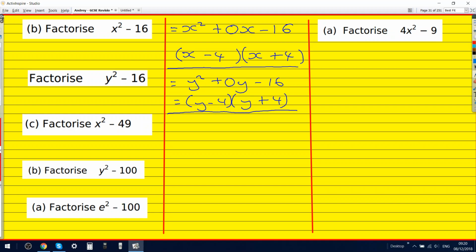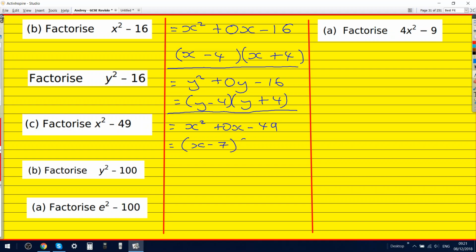Next one underneath it. There's a x squared. Oh no, sorry. Actually, yeah. So x squared plus 0x minus 49. That's right. I just want to confirm. So when it's got x squared plus 0x, is it always going to be plus 0x? It's not going to be like minus 0x. Plus 0 and minus 0 are the same thing. Yeah, sorry. X squared plus 0 is nothing. So x minus 7 and x plus 7.